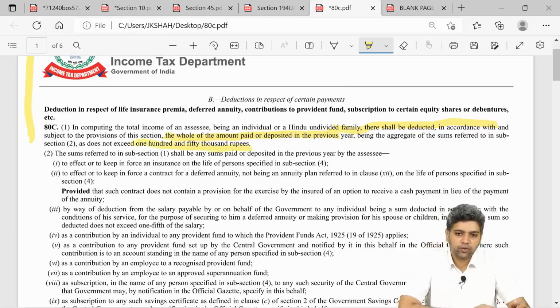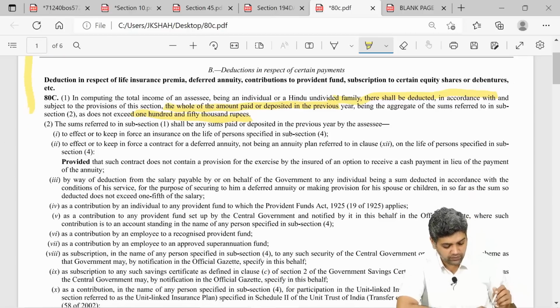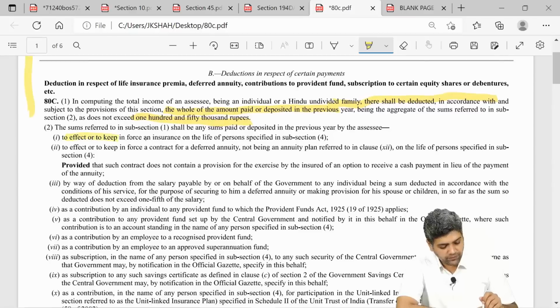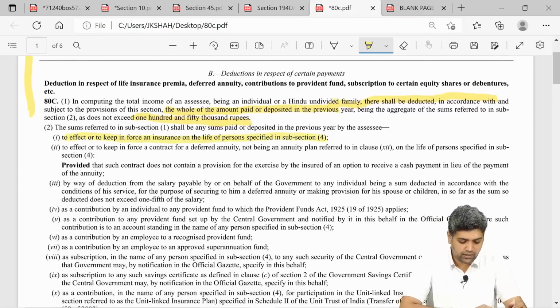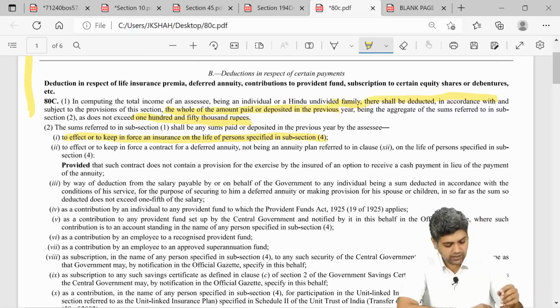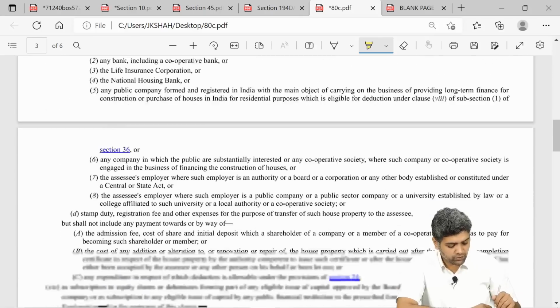150,000 rupees. So, we have inherited our colonial tradition. We don't call it 1,50,000, although these days whenever amendments are made, we notice that increasingly they use lakhs and crores, but earlier we used to say 150,000 rupees. In that subsection 2, clause 1 says, to effect or keep in force an insurance on the life of persons referred to in subsection 4, that is self or relatives. But the point is that if you make payment of insurance premium, you get a deduction under 80C. However, this is subject to a condition.